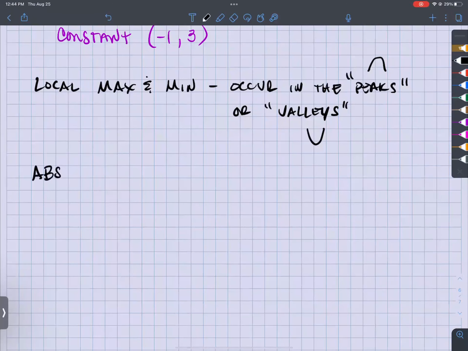So the other one is called absolute max and min.